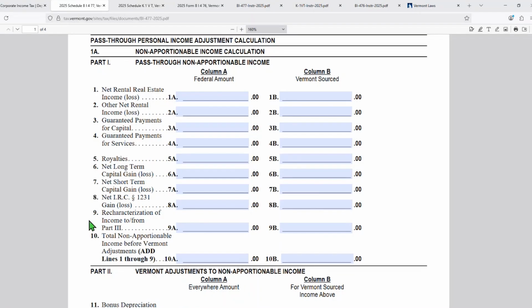So it was just easier to put them in this order, where we have one section for the non-apportionable income items and another section for the apportionable income. I just wanted to draw attention to that change. So I'm going to roll through the sections at a high level first, then we'll go back.